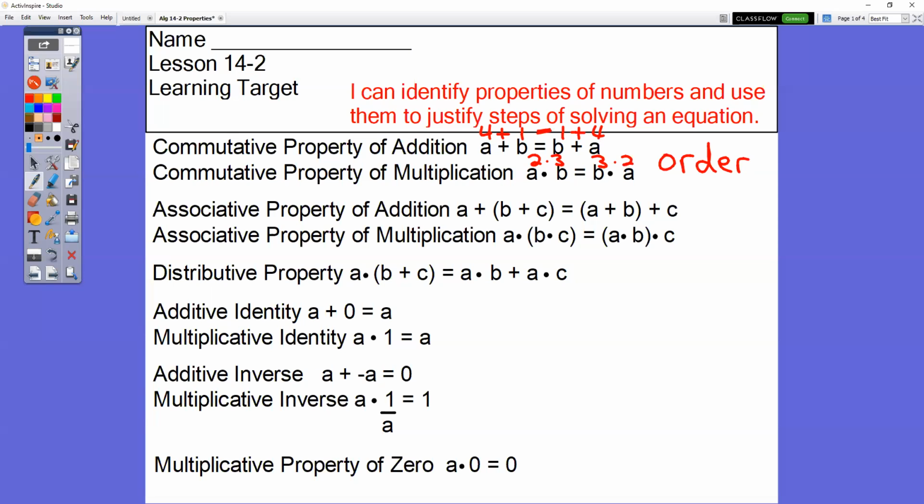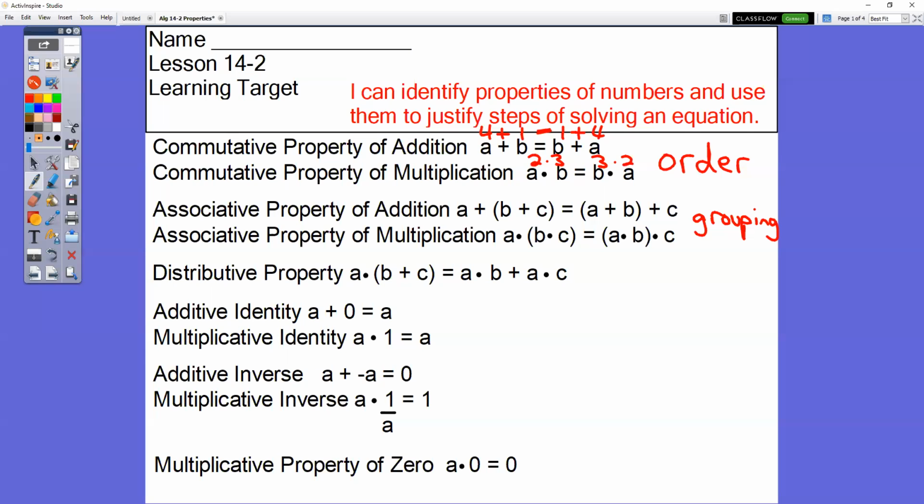Associative property. You have the associative property of addition and the associative property of multiplication. Associative property switches the grouping. So notice that you have to do what's inside the parentheses first. Here we're doing what's inside the parentheses B plus C first. Here we're doing A plus B first. No matter which way you do it, you'll end up with the same answer, but we're just doing this first compared to this.